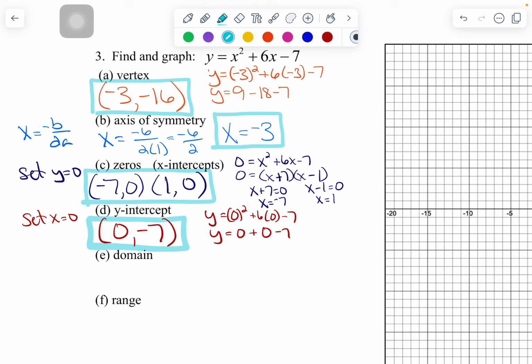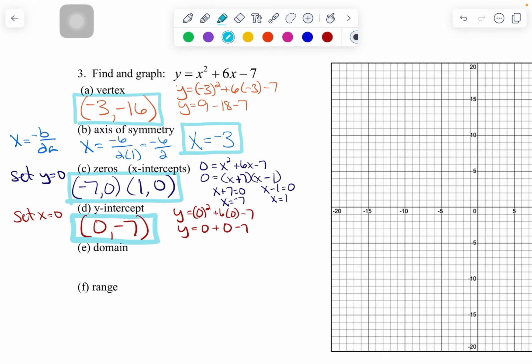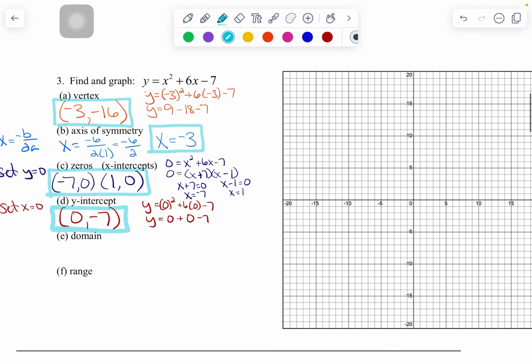So I've got all the bits, parts, and pieces that I need to graph my equation. I need the vertex, I need the zeros, and I need the y-intercept. The axis of symmetry is nice to know, so I'm going to put that in place as well to see that whole idea of the symmetry of my graph. I'll get to domain and range in a little bit. So let's go ahead and start graphing this thing.